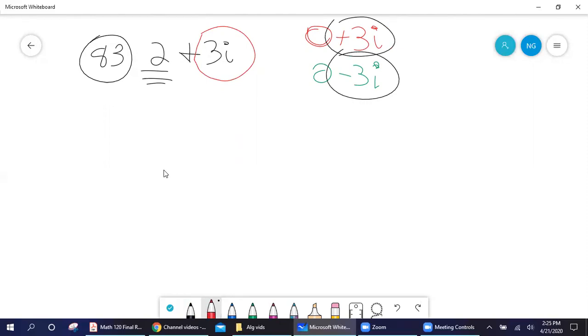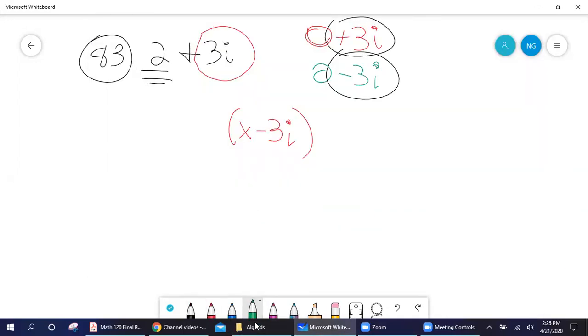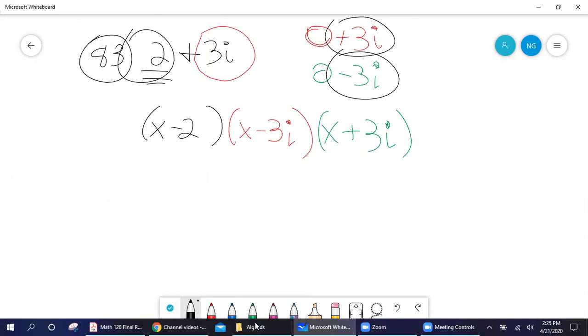So for the 3i, if that is a solution, there must be a factor of x minus that number, x minus 3i. Oops. Since -3i is a solution, x minus -3i, which would be x plus 3i, must also be a factor. Since 2 is a solution, x minus 2 must be a factor. And then from here, I'm just going to multiply everything together. It would make a lot of sense to multiply these together first since they're conjugates.